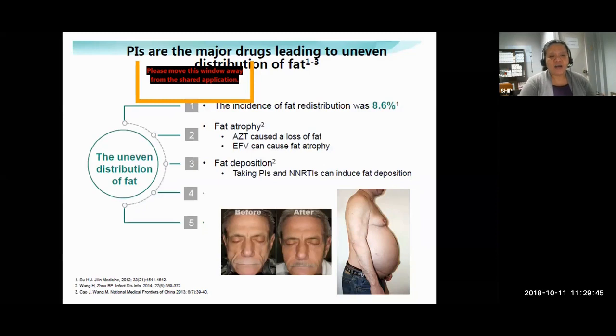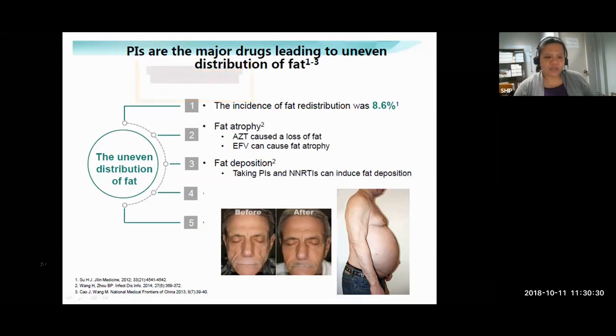Ito siya. So you have an incidence of 8.6% fat redistribution among patients who are taking protease inhibitors. So this means fat deposition in the tummy and dito sa likod, buffalo hump and malaki yung chan. Whereas if your patient is taking zidovudine, they have a loss of fat. They have lipoatrophy, often in the temple area and in the extremities. Okay, even efavirenz at a certain level can cause fat atrophy.